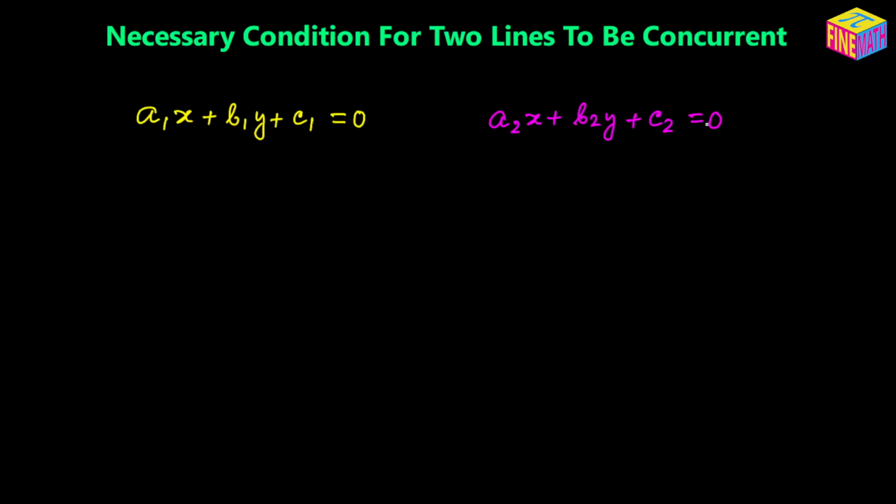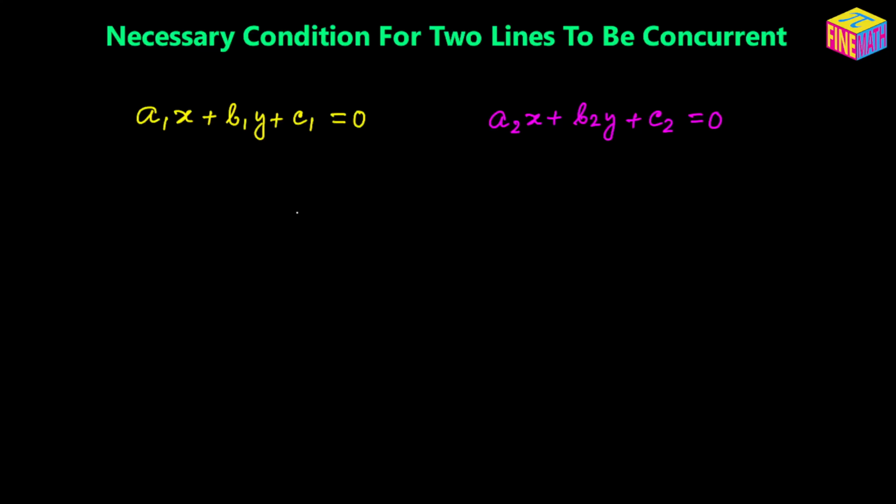Now, if two lines have to be concurrent, that means if two lines have to intersect each other, then they cannot be parallel. We need to clearly understand this concept, right? That if two lines have to intersect each other, they cannot be parallel. That means their slopes cannot be equal.